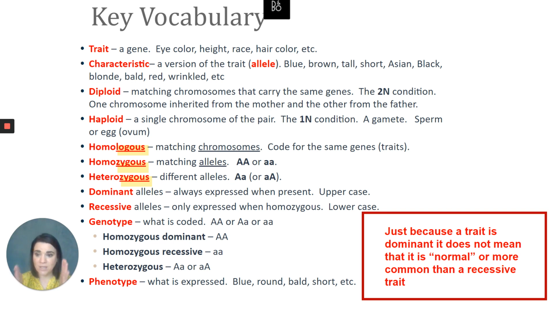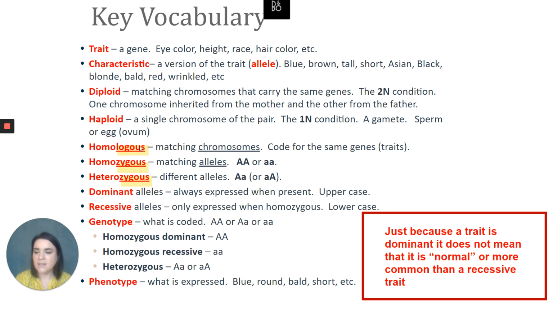Those are the haploid condition. And that makes sense, right? Because those two things have to come together to create us. And we are diploid. So if you had two diploid cells come together, you would have quadruple, right? That would be like 4N, which we don't want. If we always doubled our genetics every time, that would not be good.